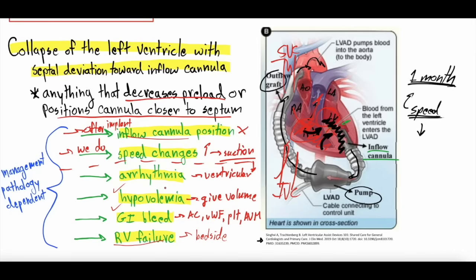We need these patients on telemetry monitoring to check for arrhythmias. We need to check their hemoglobin and do, if you need to, a rectal exam where you could test that stool for blood. And then bedside ultrasound can also give us a degree of volume assessment by looking at the inferior vena cava. So the summary here is that the management is very pathology dependent.